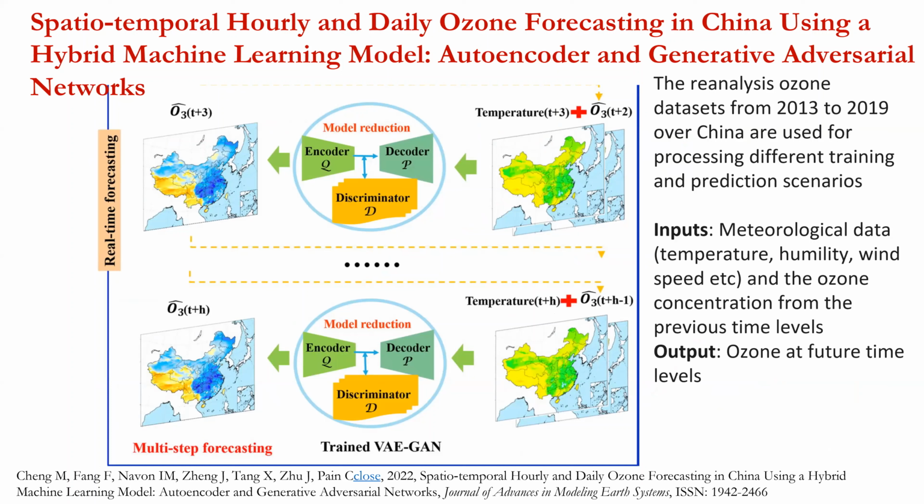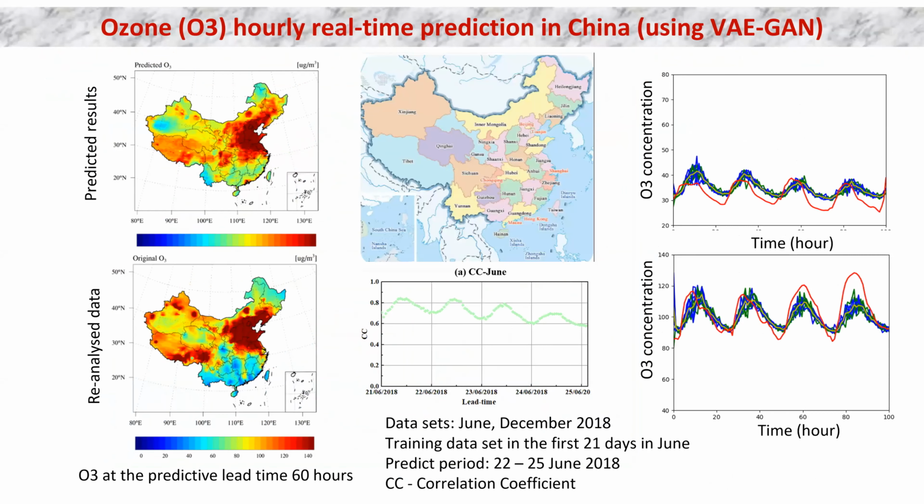Another application is machine learning. We use a machine learning model for ozone prediction in the whole of China. Here we try to predict the high spatial distribution. The horizontal mesh is 50 kilometers by 50 kilometers. The data set covers 2013 to 2019. We use 2013 to 2016 as training data, and the rest for prediction and validation. So this is the whole thing.